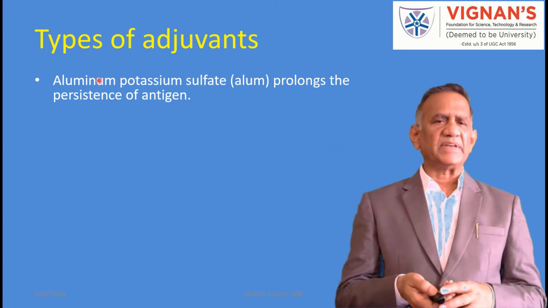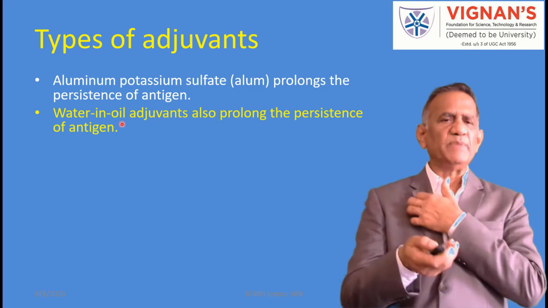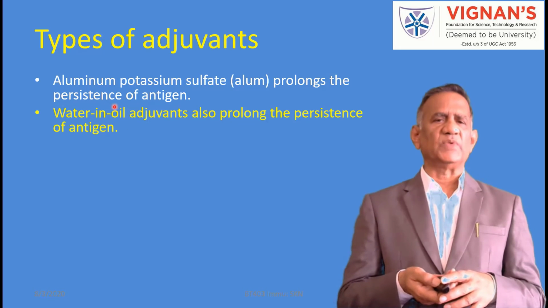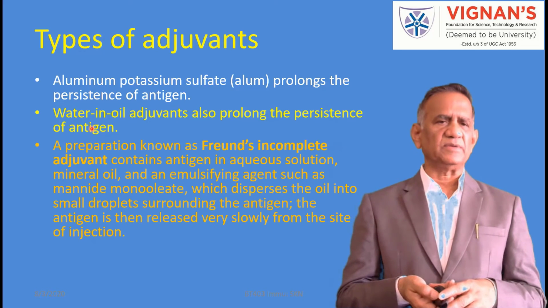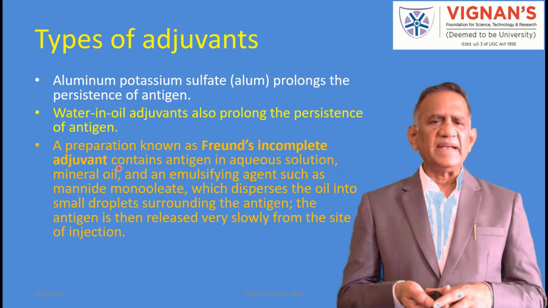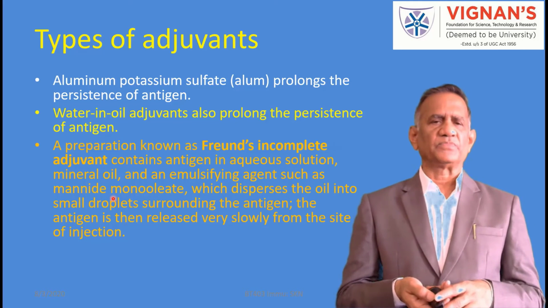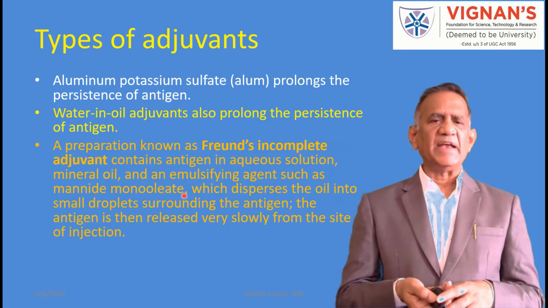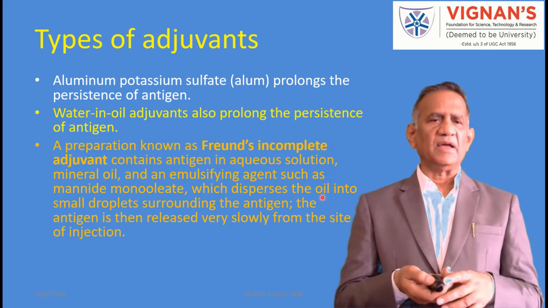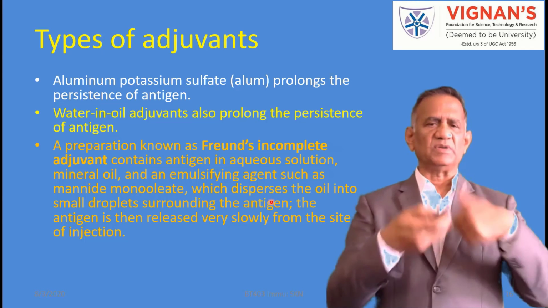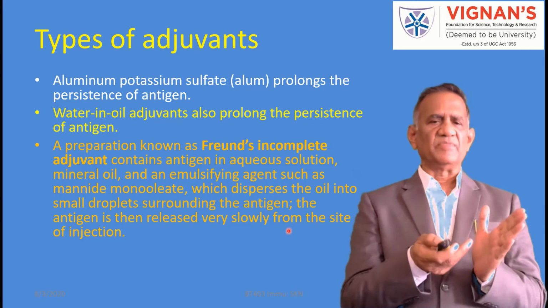Types of adjuvants: alum, which is potassium aluminum sulfate. Alum prolongs the persistence of the antigen and is used for human applications. For experimental purposes, there are also water-and-oil adjuvants, which prolong persistence of the antigen. A preparation known as Freund's incomplete adjuvant contains antigen in aqueous solution, mineral oil, and an emulsifying agent such as mannide monooleate, which disperses the oil into small droplets surrounding the antigen. That means the antigen is circled by this adjuvant material. The antigen is then released very slowly.